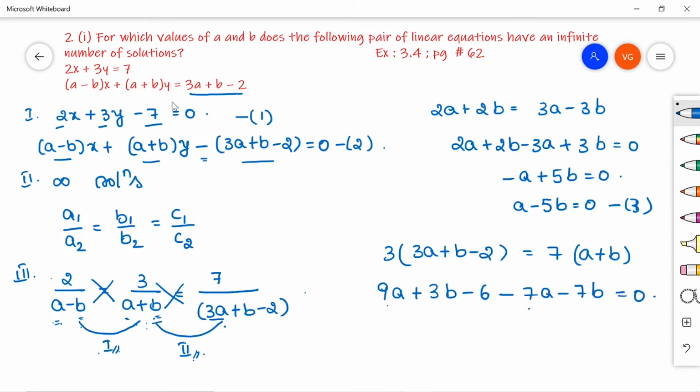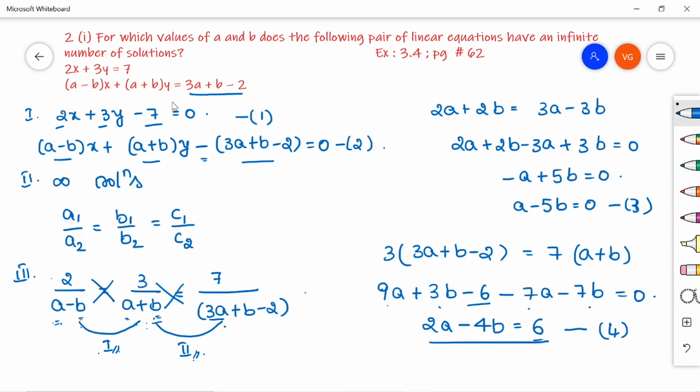So 9a and minus 7a gives 2a, right? 3b and minus 7b gives minus 4b. This minus 6 I will take to that side. Minus 6 going to the other side will be plus 6, right? So let this be equation 4.